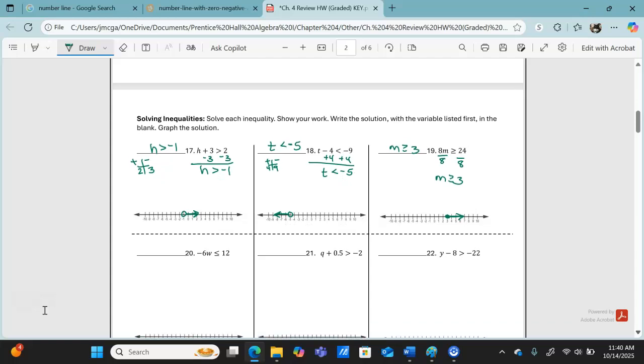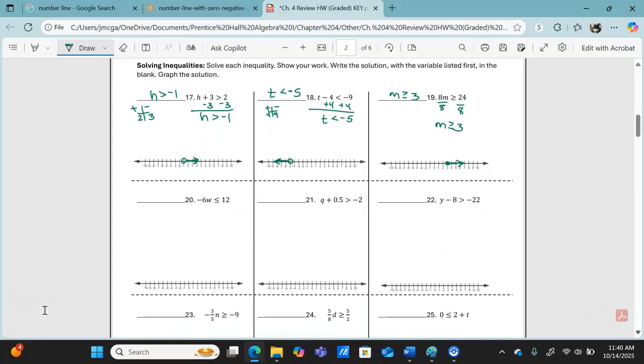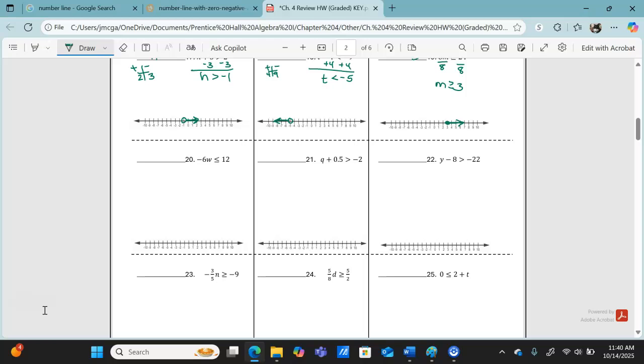So far, we haven't had to change the direction of our inequality because we have not multiplied or divided by a negative, but that happens right here. When we divide by a negative or multiply by a negative, we have to change the direction of our inequality.